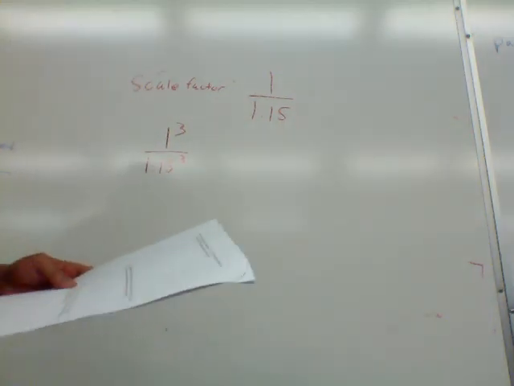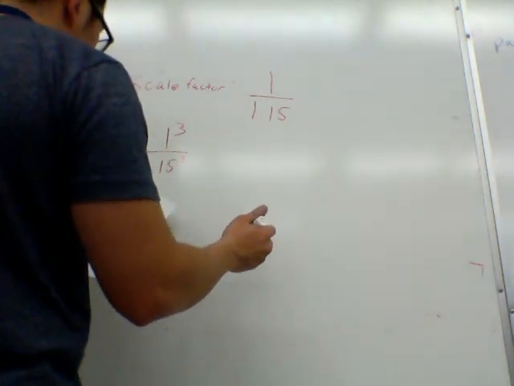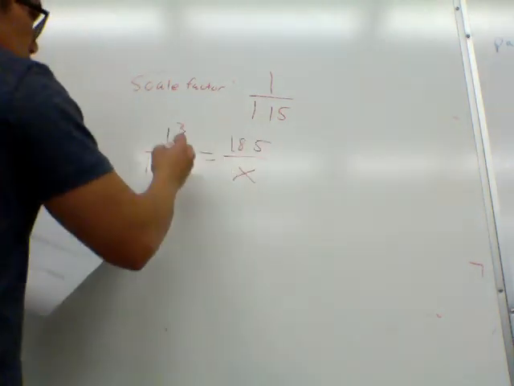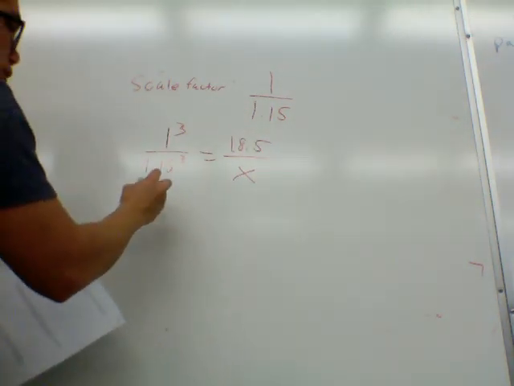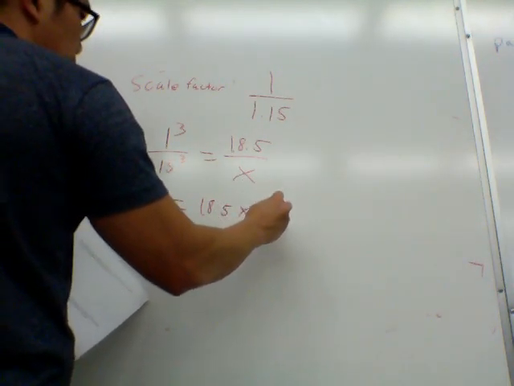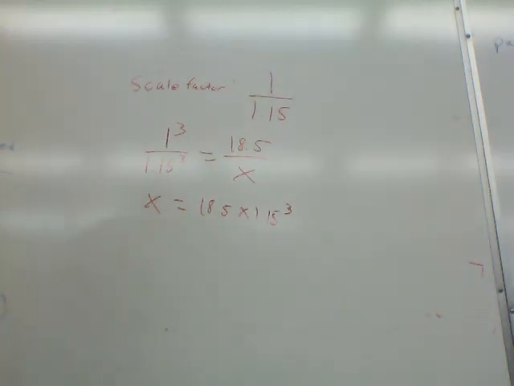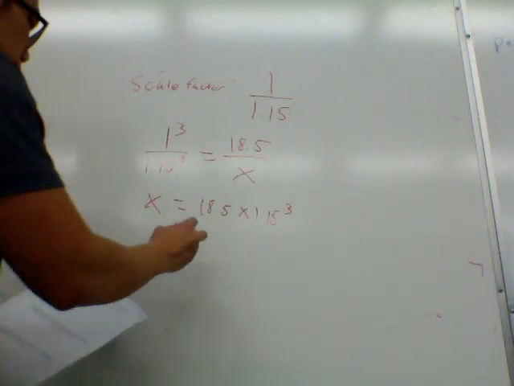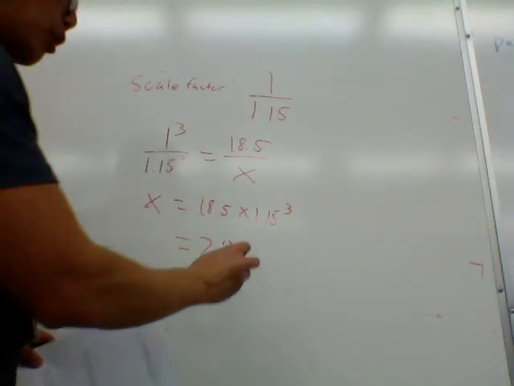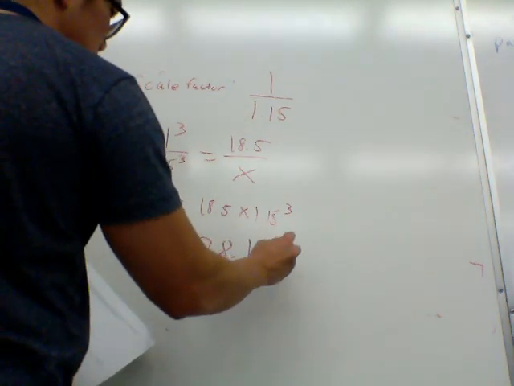Okay. And I'm going to set that equal to the amount of, the small one can hold 18.5, and I'm trying to find the large, so I just cross multiply. 1 cubed is 1, so this becomes x is equal to 18.5 times 1.15 cubed. And if I do that on the calculator, I get 18.5 times 1.15 cubed. And so the bigger box can hold 28.1 ounces of cereal.